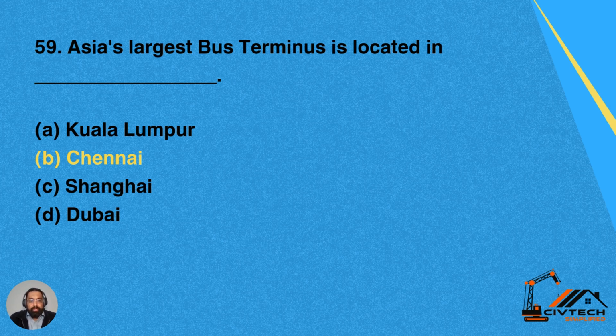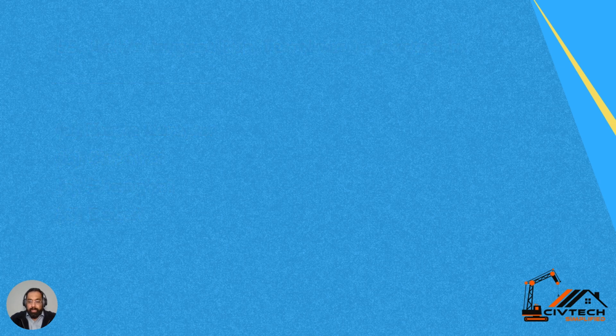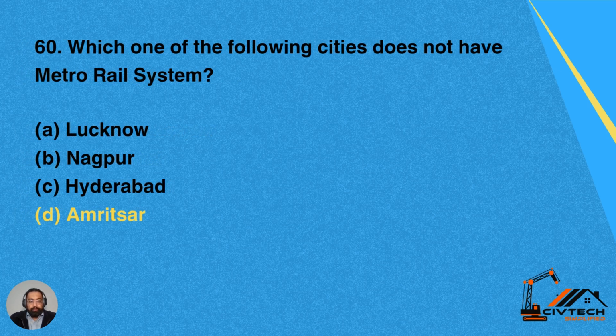Question 59. Asia's largest bus terminal is located in option A, Kuala Lumpur, option B, Chennai, option C, Shanghai, option D, Dubai. So Asia's largest bus terminal is located in Chennai, India. B is the correct answer.